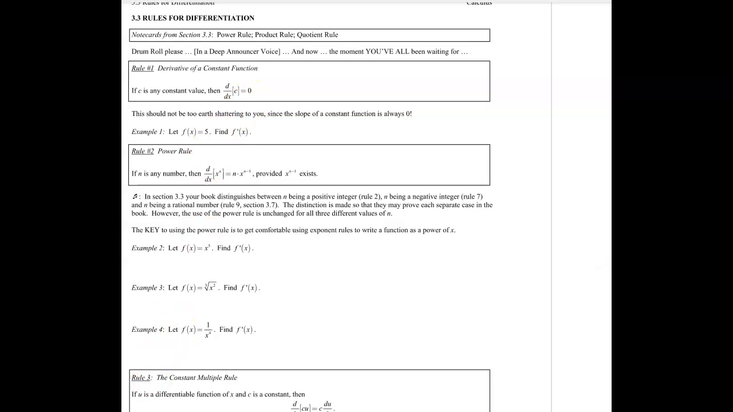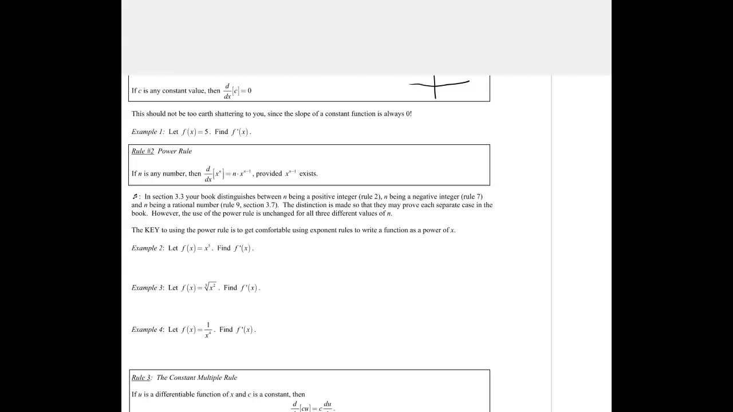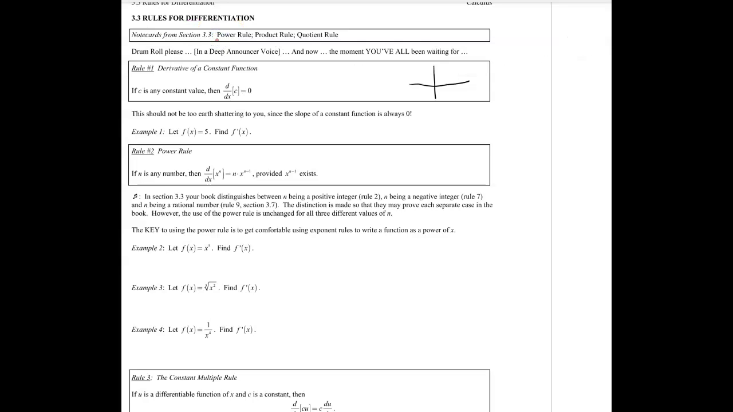Alright, so rule 1 says the derivative of a constant function: if c is any constant value, then d/dx of c is equal to 0, so that kind of makes some sort of sense. The reason why that happens is because let's say I've got an x and a y, and then my particular value is just some constant number. Well, if I have a constant number, then my slope in this particular case is going to be 0.